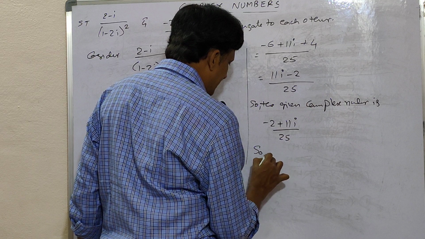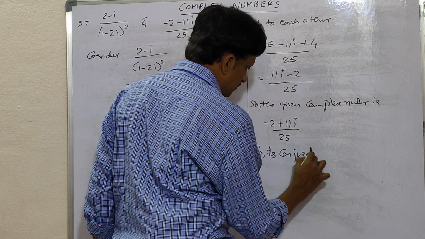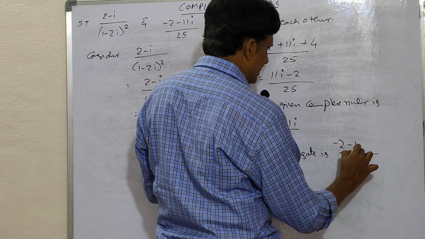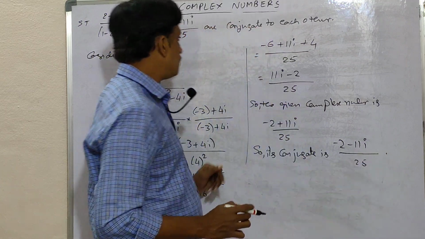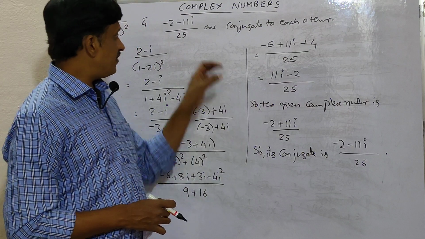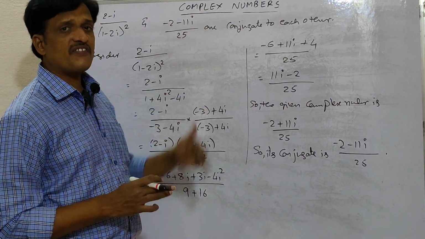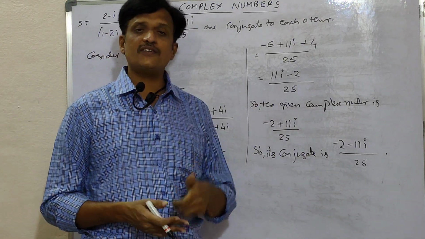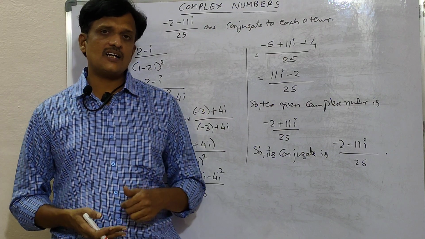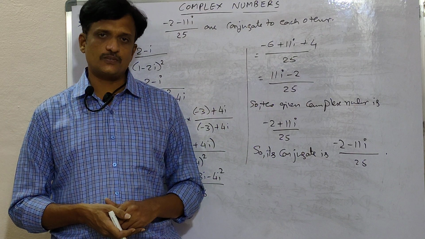So its conjugate is, conjugate means just change the sign between the real and imaginary parts, that will be minus 2 minus 11i by 25, which is the second one. Similarly, even if you consider the second one, you can derive the first one. Consider the second one and find its conjugate complex number, then you will get the first one. In this way, you can prove that the conjugate complex number of the first one is the second one, or the second one to the first one.